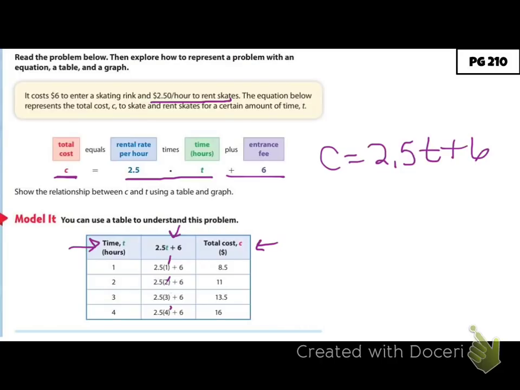So for 1 hour, it would be $8.50. 2 hours would be $11. 3 hours would be $13.50. 4 hours would be $16, and we can continue that on.